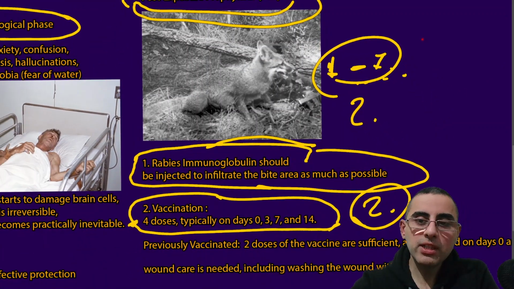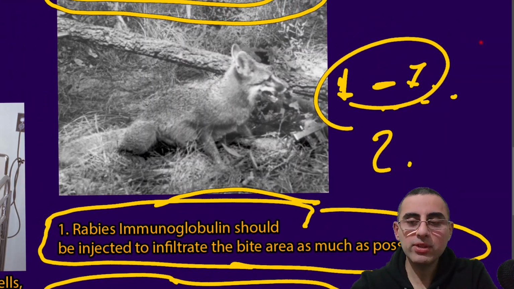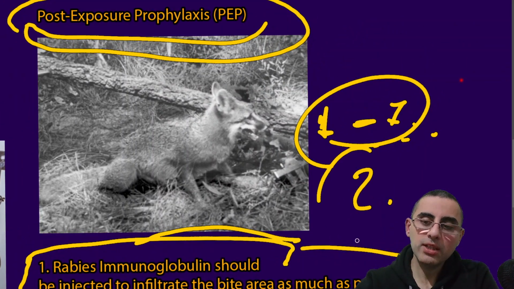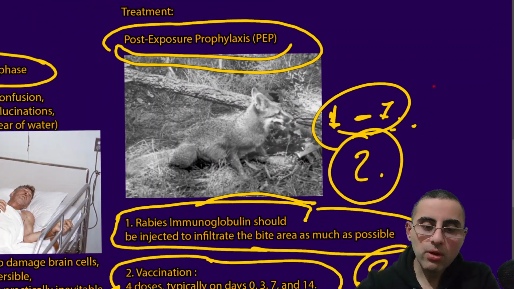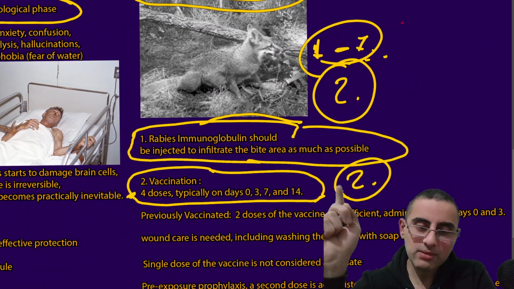Also, here's a question: if I'm fully vaccinated, how long am I protected? You are protected around 2 years also. So if you are fully vaccinated, you are protected for around 2 years.